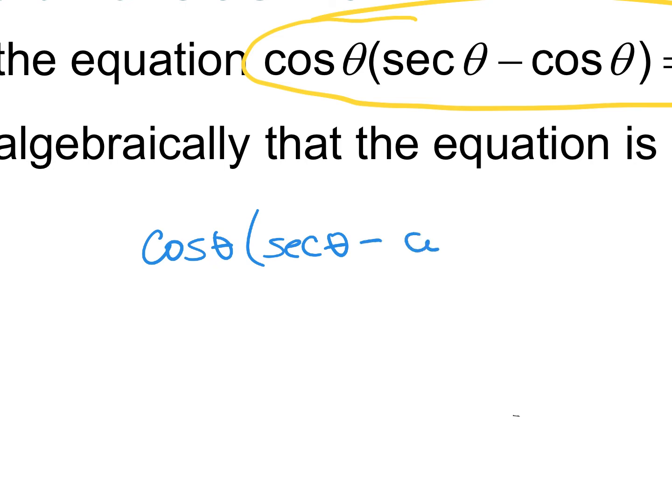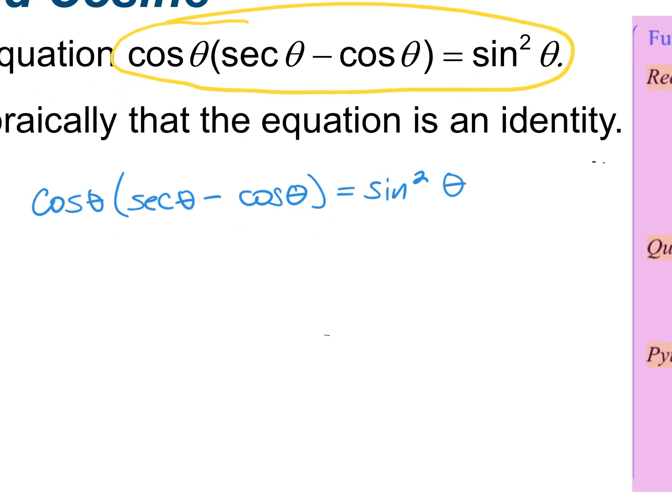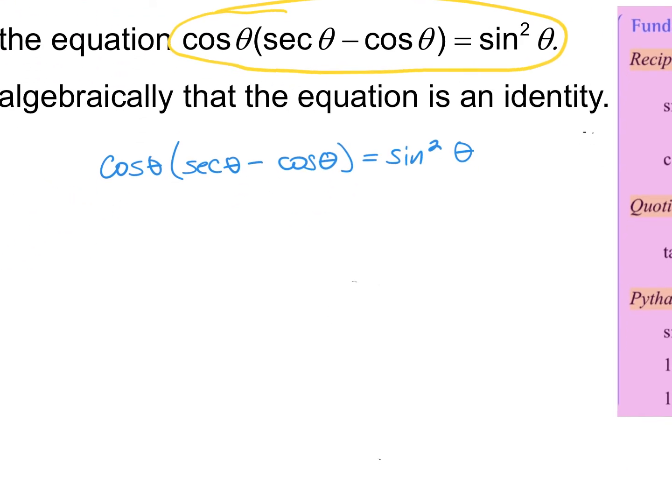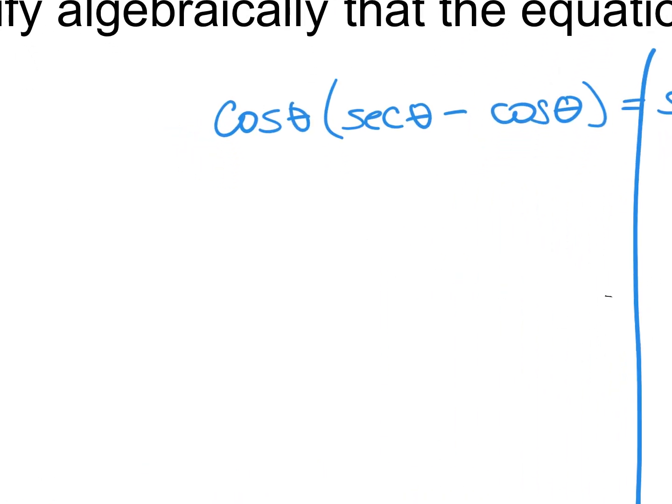Secant theta minus cosine theta equals sine squared theta. So at the end, what your answer is going to look like is the left-hand side should equal the right-hand side in an equality statement. So we'll talk about that in a second. So let's leave the right-hand side alone, but I have an idea of where I'm trying to go. So let's start over here.